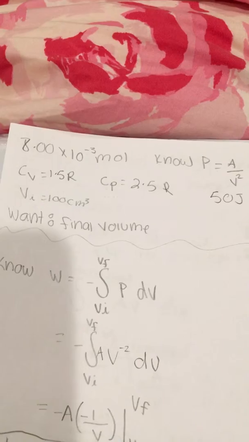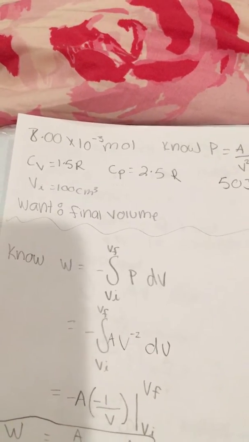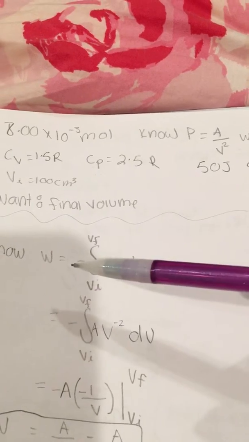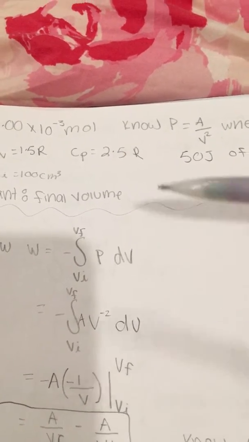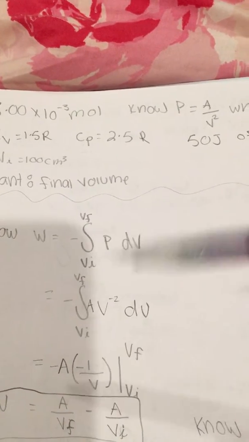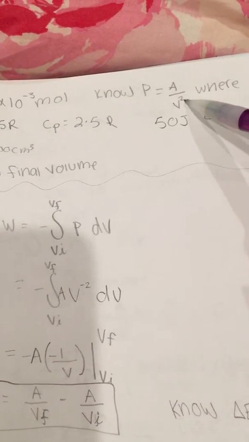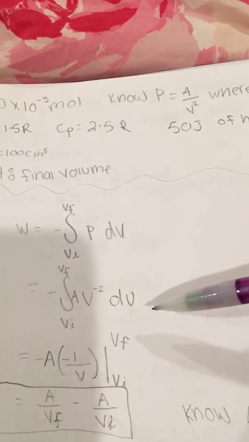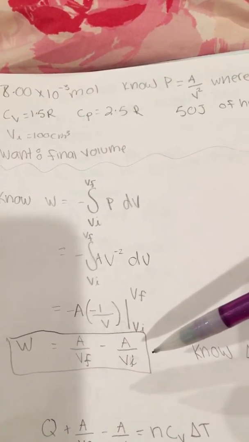So we look at this and think how pressure and volume are related, and we know that they're related through work. We know that work is negative the integral of pressure with respect to volume. So it's negative the integral from the initial to the final volume of pressure, which we substitute this equation in for, with respect to volume. And once we solve this, we can get this expression for work.